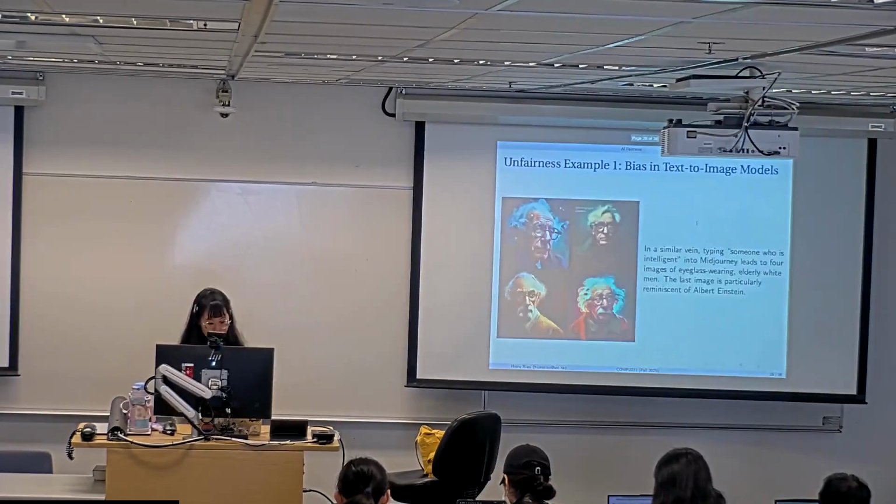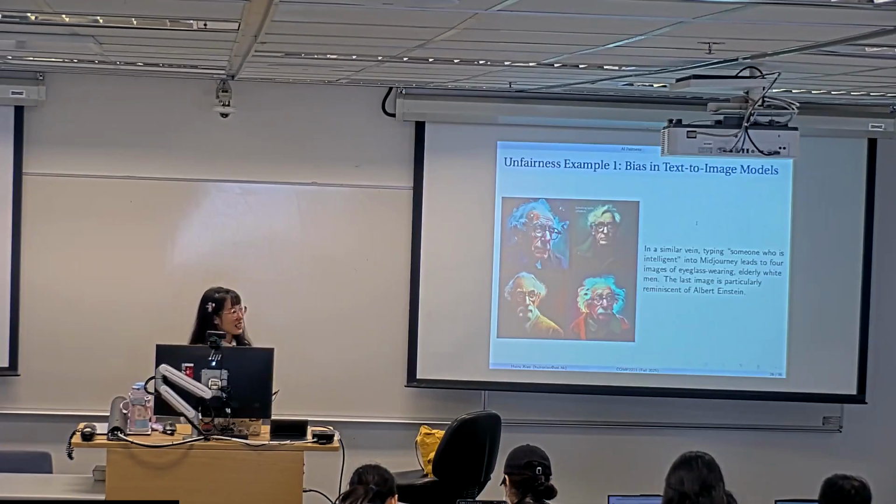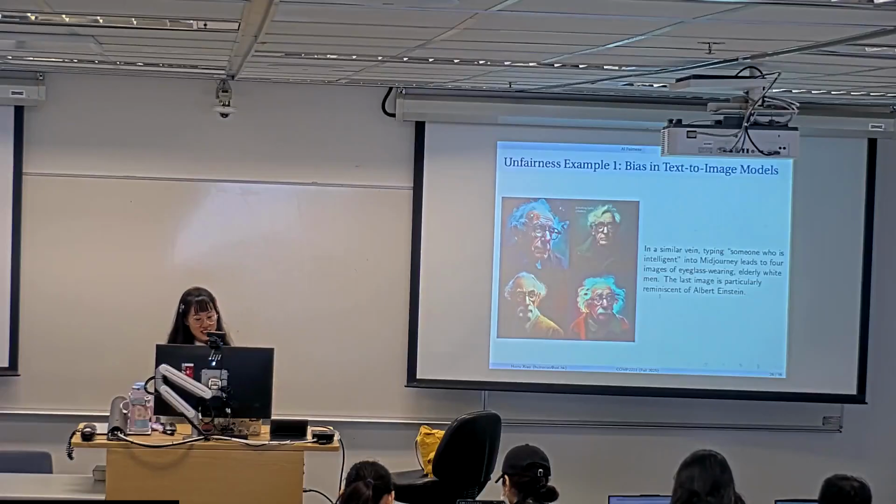to generate the images. And in a similar way, typing someone who is intelligent into Midjourney leads to 4 images of eyeglass-wearing people. So at least the AI has some sense that an intelligent person should wear glasses. Yeah, so at least we satisfy one feature. But still, the intelligent persons generated by Midjourney include some elderly white men. Note that the last image here is particularly reminiscent of Albert Einstein. So basically, this is how Midjourney thinks of who is intelligent. And of course, this also reveals another ethical issue, that is copyright.